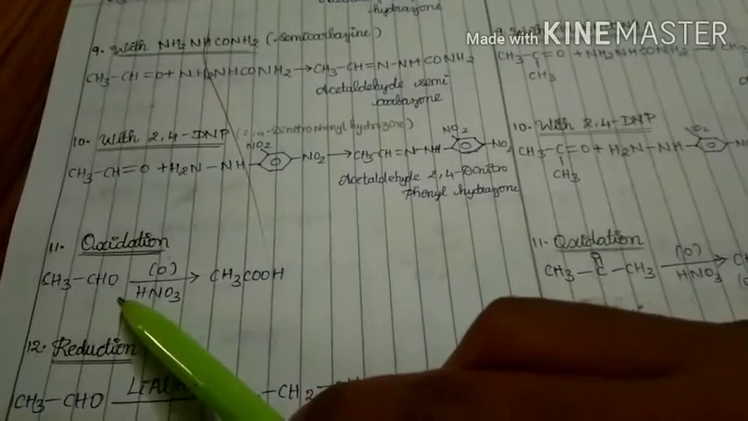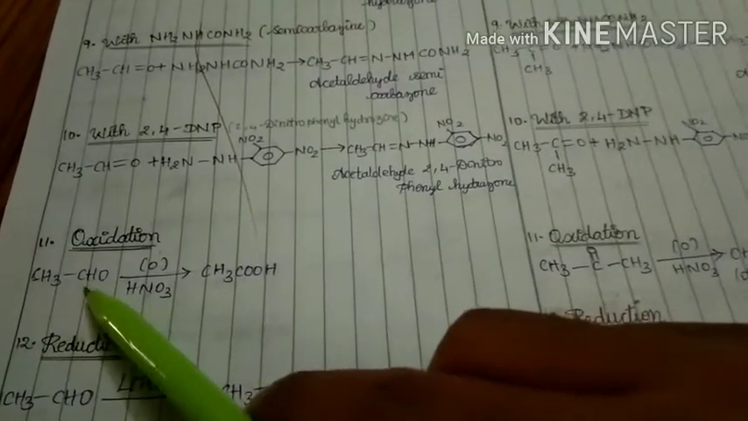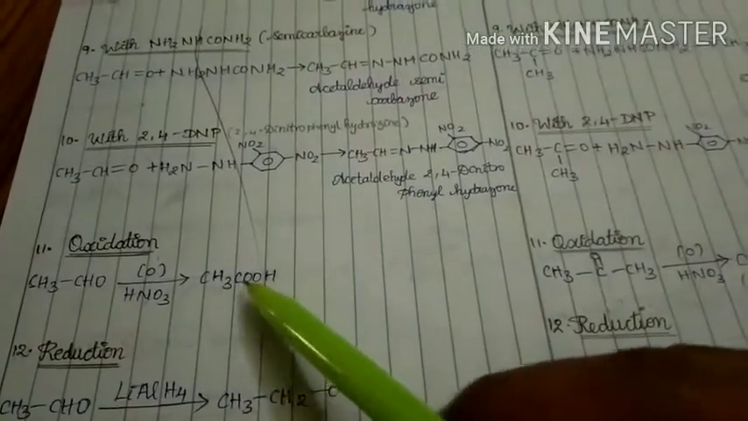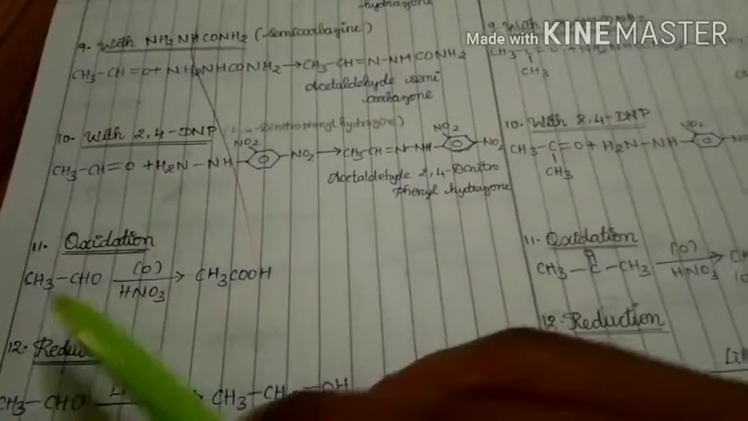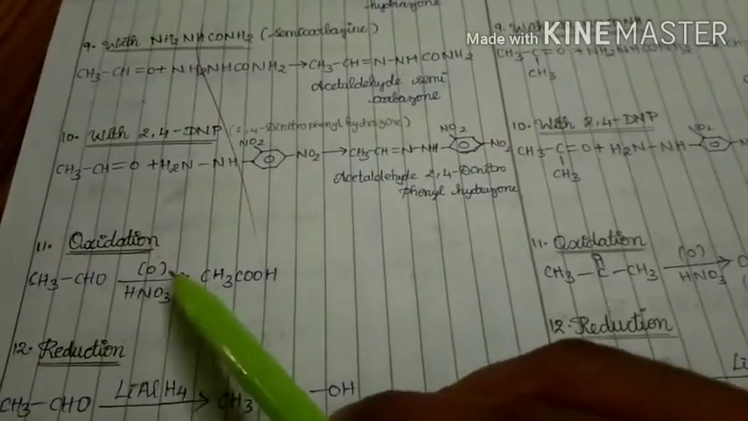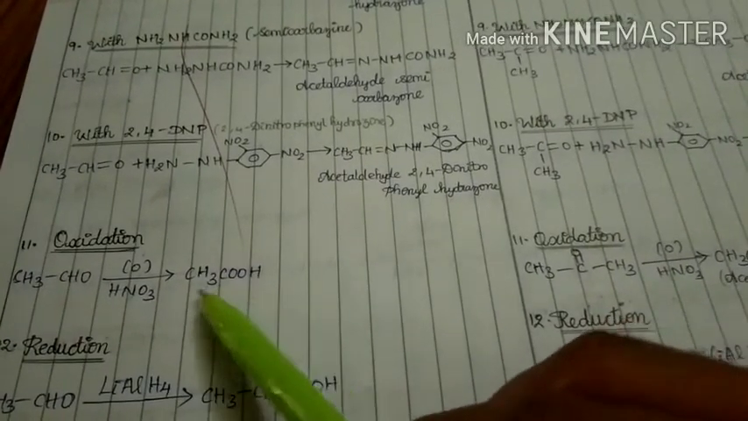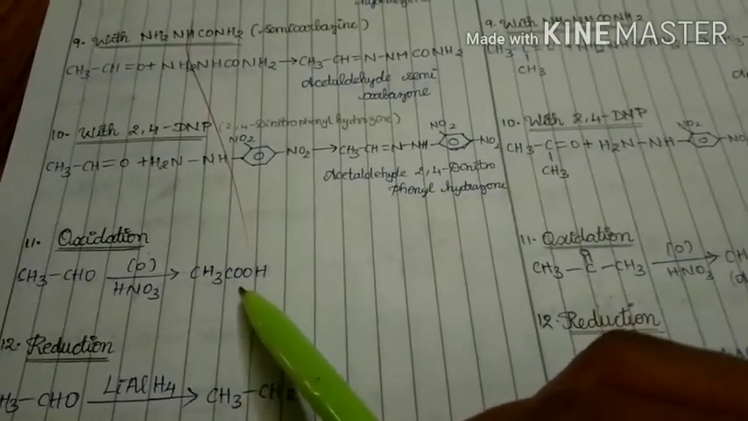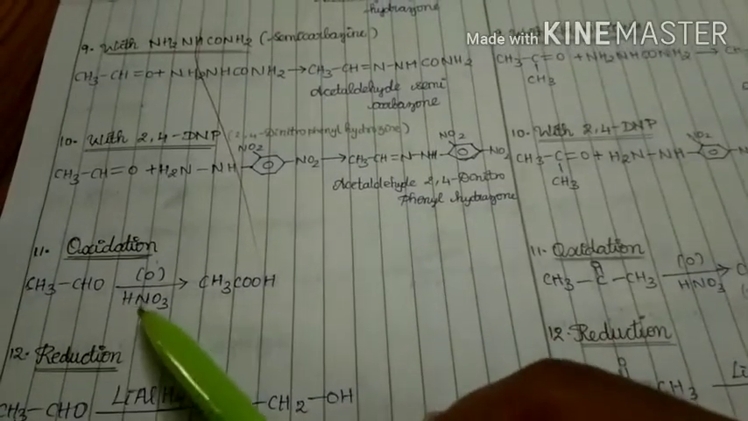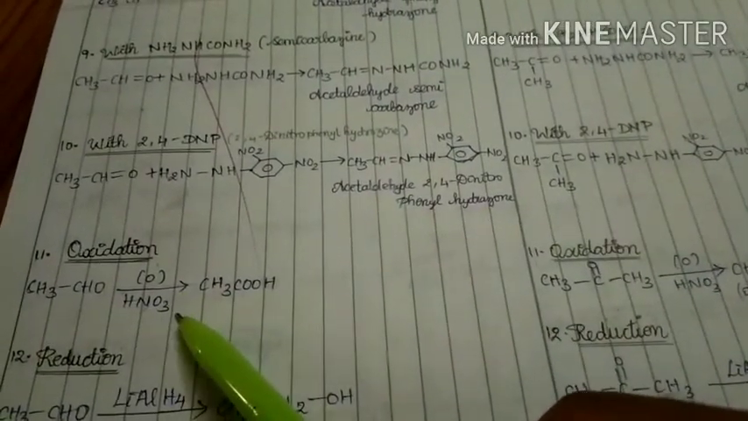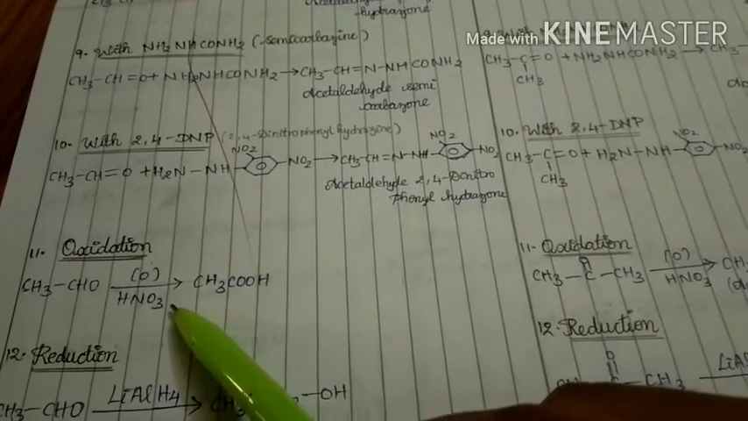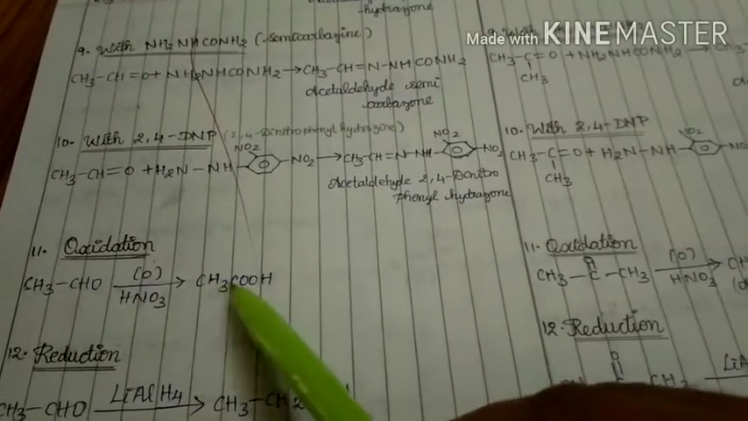Here aldehyde. This aldehyde having how many carbons? 2 carbons. This acid having how many carbons? 2 carbons here also. That means when aldehydes undergo oxidation in the presence of oxygen, in the presence of HNO3, then we get acids with the same number of carbon atoms.